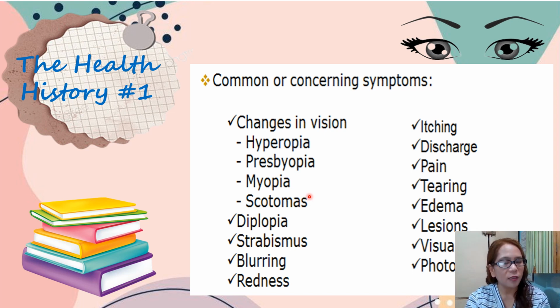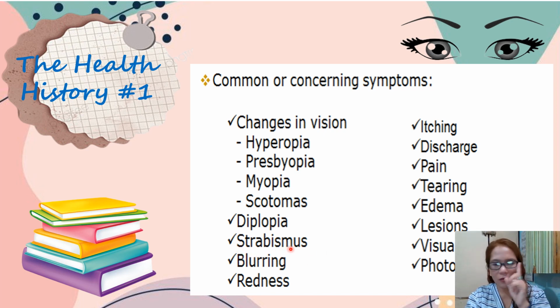So, may part na parang may blind spot ka dun sa area na yon. And we have another, diplopia. Diplopia is when you see 2 images of the thing, double vision. Diba? So, you might know you have diplopia in your eye or in both eyes. And another one is strabismus or crossed eye.